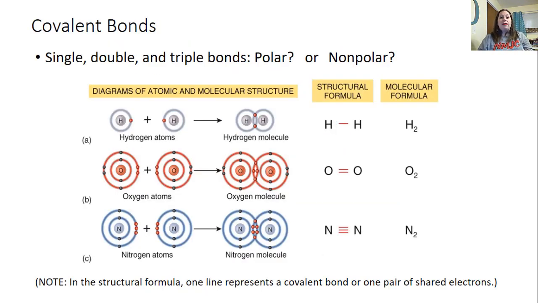Now again, covalent bonds can be single, double, or triple. These are going to be polar or non-polar. So when we look at these single, double, and triple bonds, if they are with the atom that is the same as them, like hydrogen to hydrogen, oxygen to oxygen, nitrogen to nitrogen, they are going to share equally. So these, if they're sharing equally, are considered non-polar.